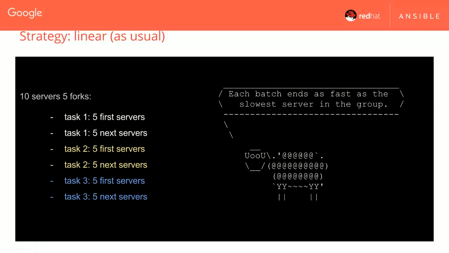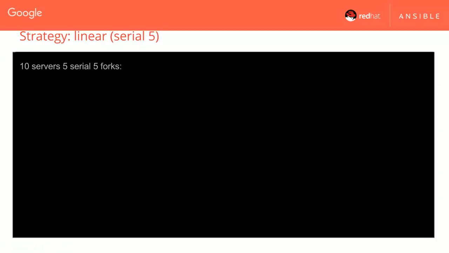This can be mitigated a bit with the serial, which has a bit of a different interaction. It doesn't make sense to put forks higher than serial or really lower. It makes sense to more or less match it. Serial changes a bit how the play executes, so it'll run the whole play for each batch of servers instead of each task for all servers.